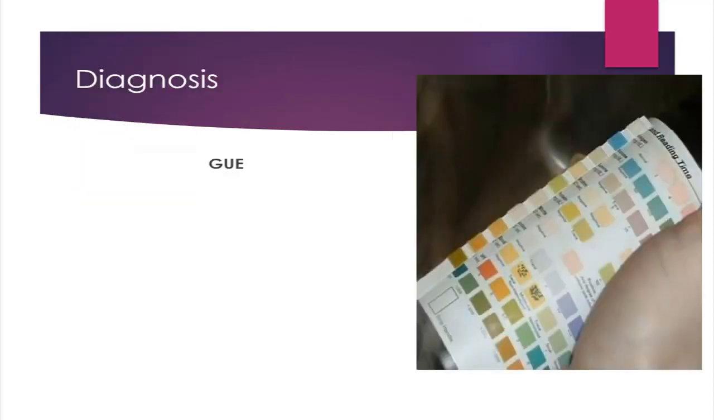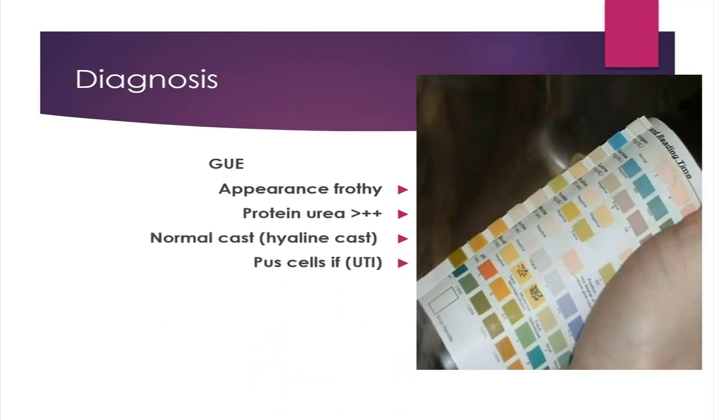The first thing we are concentrating on is proteinuria. So the diagnosis depends mainly on this investigation. We take the urine dipstick, put it, and we find the appearance will be frothy, protein will be more than 2+ in urine. He will have sometimes pus cells or normal casts, hyaline casts, but not RBC casts.